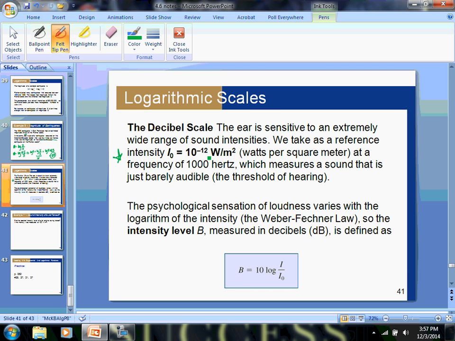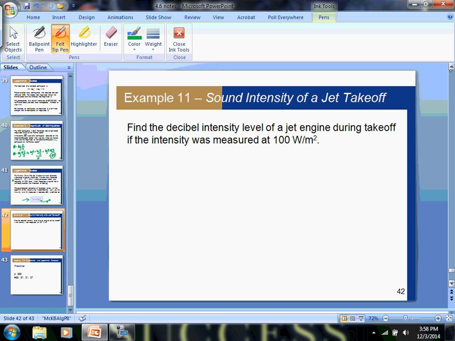Our psychological sensation of loudness varies with the logarithm of intensity, so that the intensity level is measured in decibels according to this equation. We're going to take 10 times the log of the intensity over the initial intensity. And this I sub 0 right here, that's what they gave us up above. That's 10 to the negative 12. So the intensity level is B, and then I. Did they ever actually tell us what I is? I think that's just the intensity.